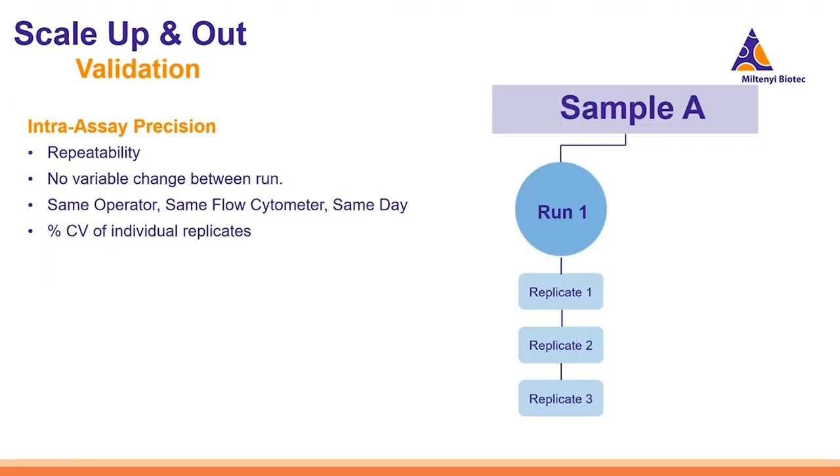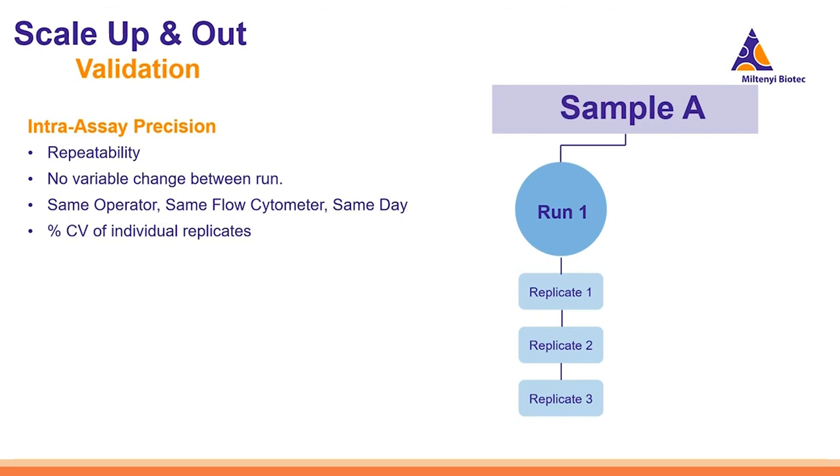There are a lot of considerations as we scale up and out, but all of these are just making sure that we get the same results that are reproducible and standardized throughout the process. And we do need to show that through the process of validation. The first thing you probably would like to see throughout your flow cytometer runs is that we have repeatability, which is intra-assay precision. And this means that we are not changing any variables between these runs. You have the same operator on the same flow cytometer, running the same sample on the same day.